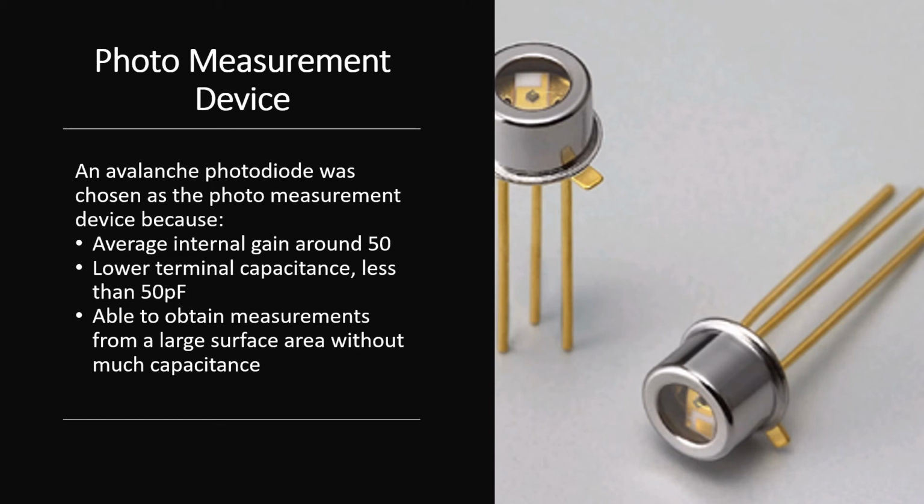A photodiode is just a device that converts light into electrical current, but we chose an avalanche photodiode because it has an average internal gain around 50, low terminal capacitance, and we were able to obtain measurements from a large surface area without much capacitance. Now the reason we want low capacitance in our photodiode is to avoid large spikes of noise in our input, which is obviously something we do not desire.